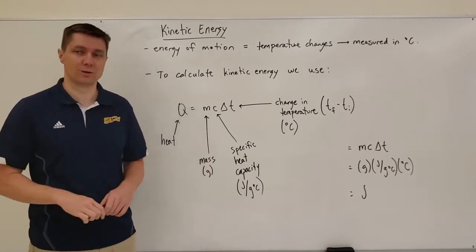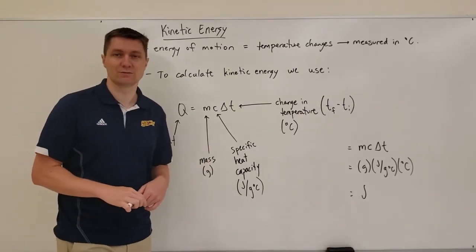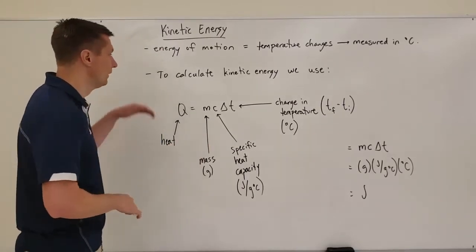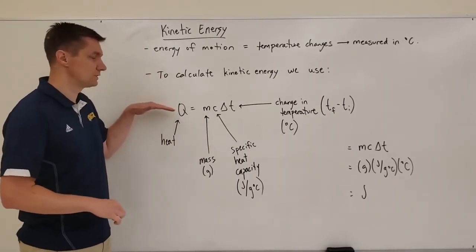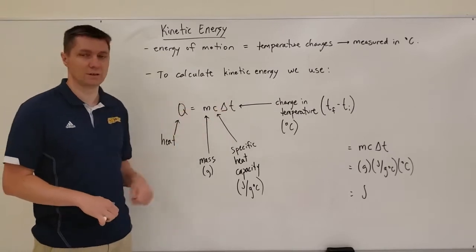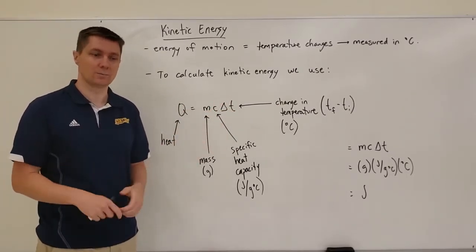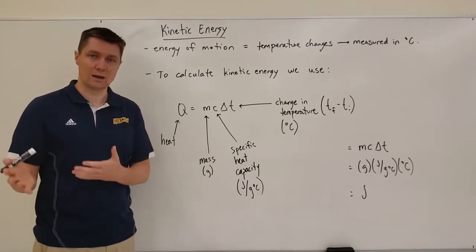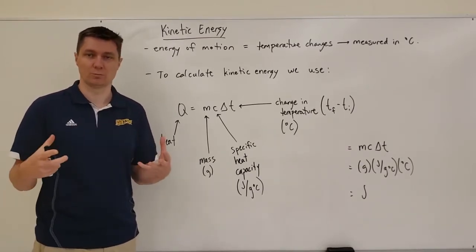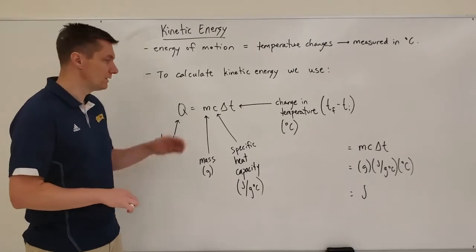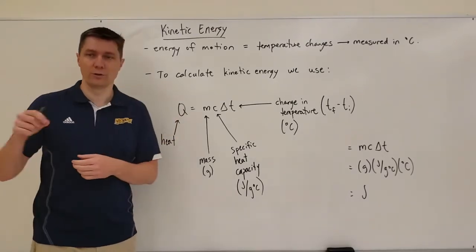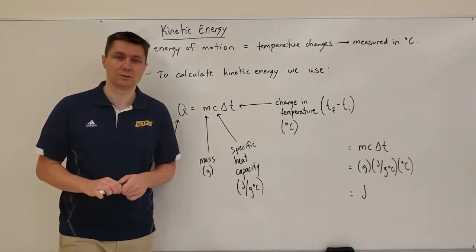And temperature is measured in degrees Celsius for this concept. And so to calculate kinetic energy, we use this formula: Q is equal to mc delta T. And delta T really is the key to this concept in that if we're calculating kinetic energy, we have to have a component of temperature within that formula. So anytime you see this formula here, you know that you are making a kinetic energy calculation.